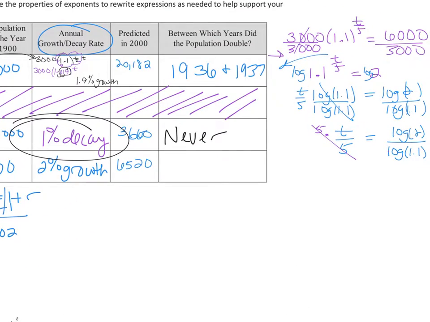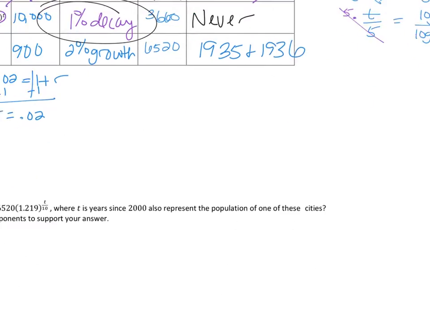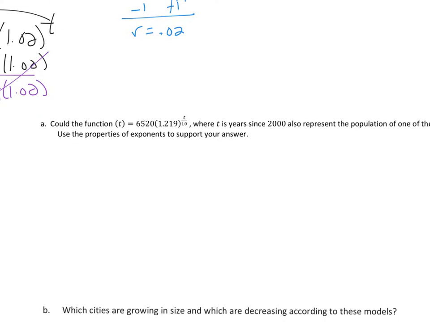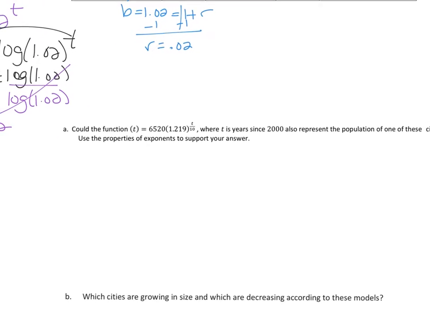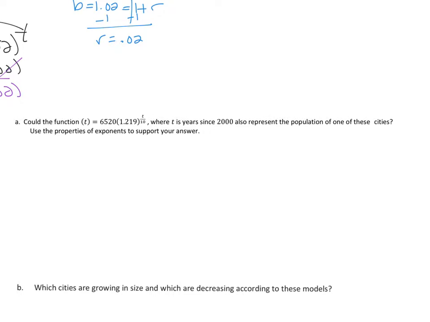So between what 2 years is it going to double? A good estimate would be 1935 and 1936. Now the next question says, could the function 6,520 times 1.219 to the t over 10, where t is the year since 2000, also represent a population of one of these cities? Use the properties of exponents to support your answer.